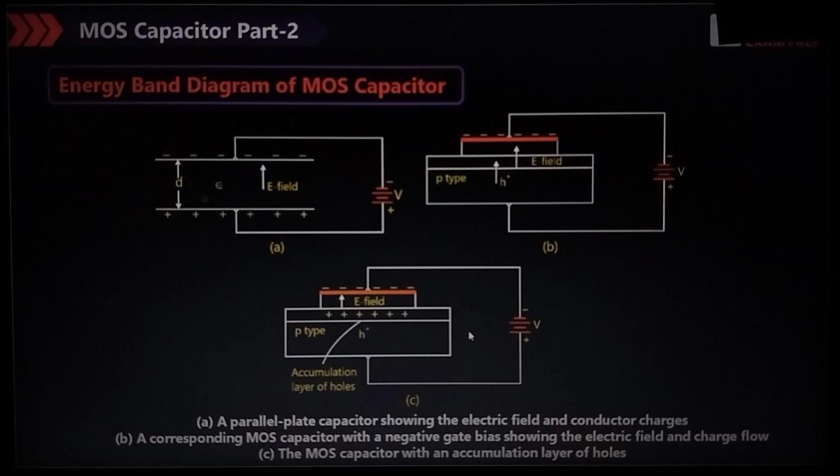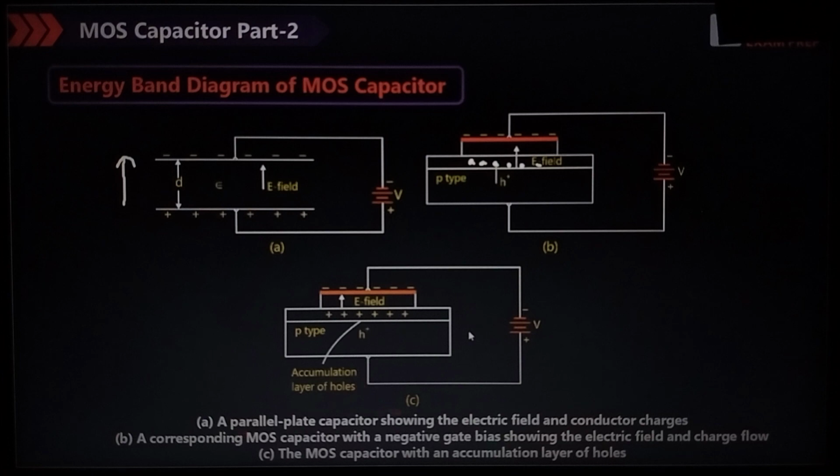Above, the plate becomes negative. Below, there is accumulation of the holes. What is the direction of the electric field? Always remember, the direction of the electric field will be from positive to negative. So this is the p-type. Holes are accumulated here, and the direction is from positive to negative, in the opposite direction. Now, this is a very accumulation layer of holes.